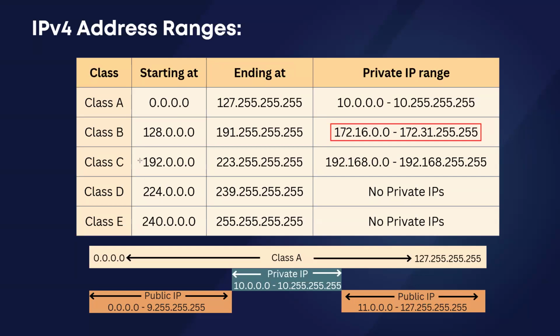Similarly, in class C, between 192 and 223, there's a small private IP set from 192.168.0.0 to 192.168.255.255. Any IP within this range is a private IP, and any IP outside that range will be a public IP. Class D and Class E are exceptions. There are no private IPs in them. All of them are public IPs.